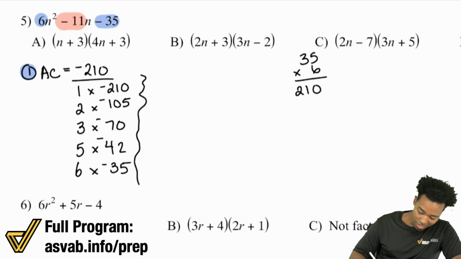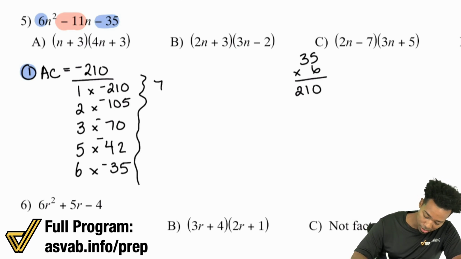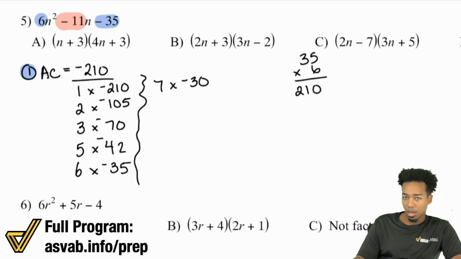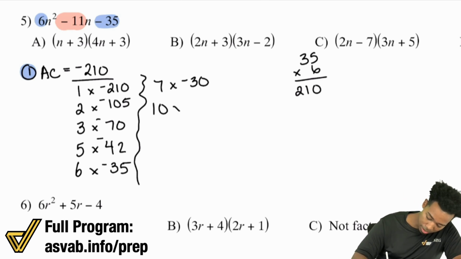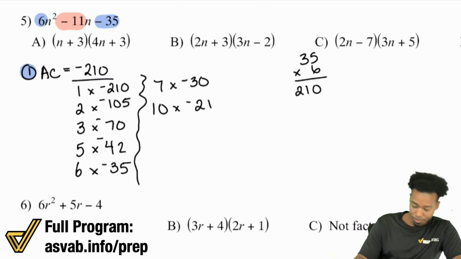So we'll keep going here. I know this seems tough, but it's not that crazy. We can do 7 times negative 30. Will 8 work in here? No. Will 9 work? No. Will 10 work? Yeah. 10 times negative 21.